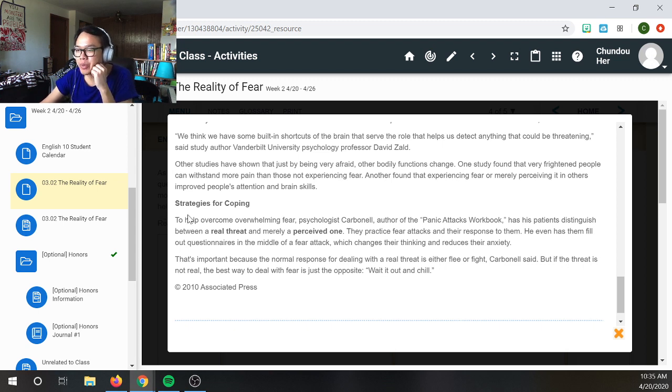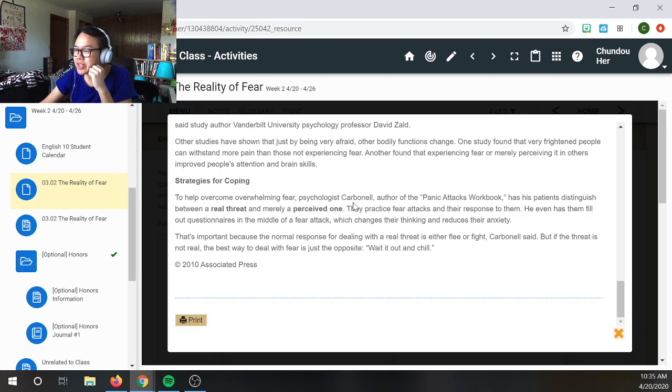So, strategies for coping. To help overcome overwhelming fear, psychologist Carbonell, author of the Panic Attacks Workbook, has his patients distinguish between a real threat and merely a perceived one. They practice fear attacks and their response to them. He even has them fill out questionnaires in the middle of a fear attack, which changes their thinking and reduces their anxiety. That's important because the normal response for dealing with a real threat is either flee or fight, Carbonell said. But if the threat is not real, the best way to deal with fear is just the opposite. Wait it out and chill.